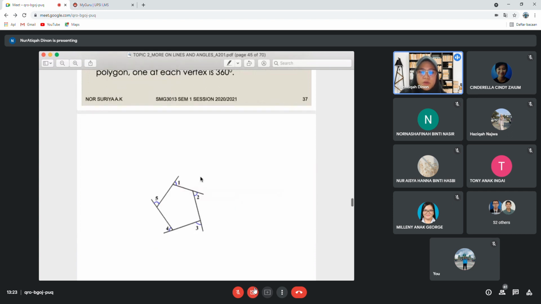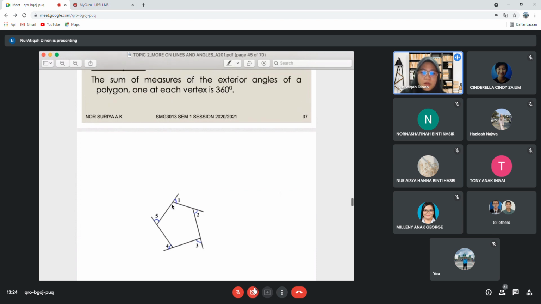So, for example, this is a pentagon. We have 1, 2, 3, 4, 5 vertices. In each vertex, for example vertex 1, this is the exterior angle. The exterior angle is not all the way from here to here. It's just when we extend the line. So this is the exterior angle. It is the same as if you extend this line and you have this angle here.